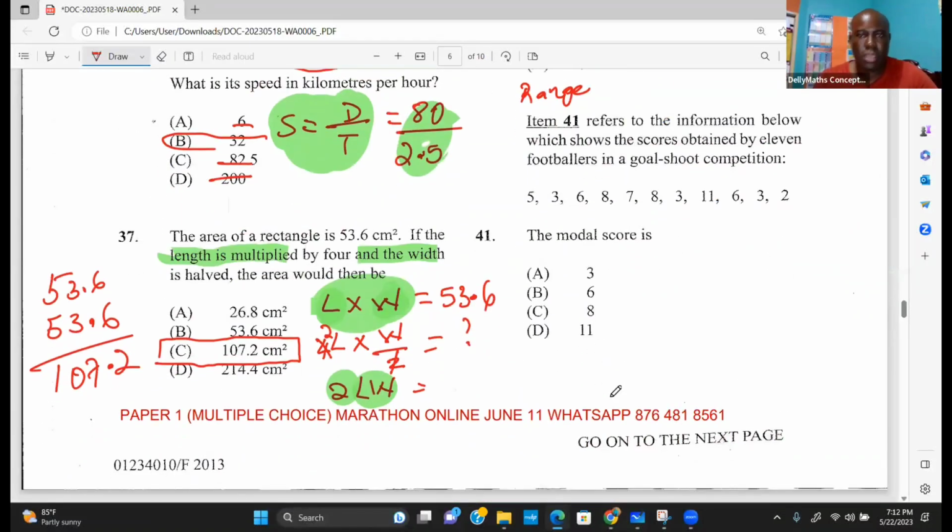Item 41 refers to the information below, which shows the scores obtained by 11 footballers in a goal shooting competition. The modal score, the one that occurs most frequently, I'm seeing 3, 3, 3. So the modal score is 3.